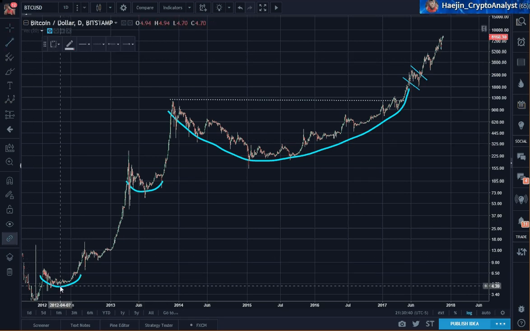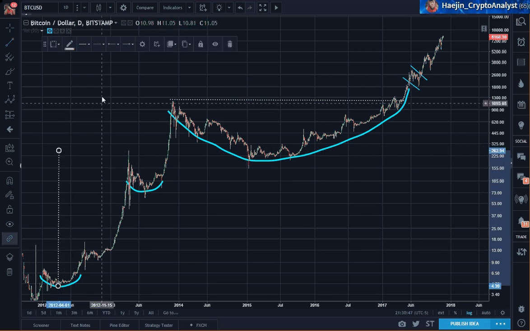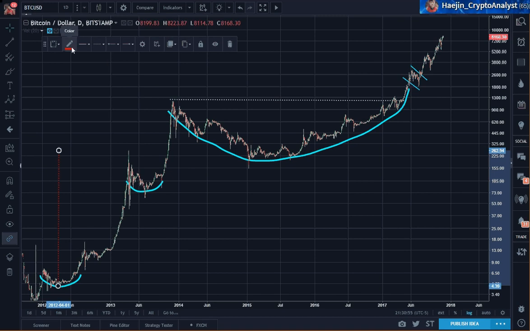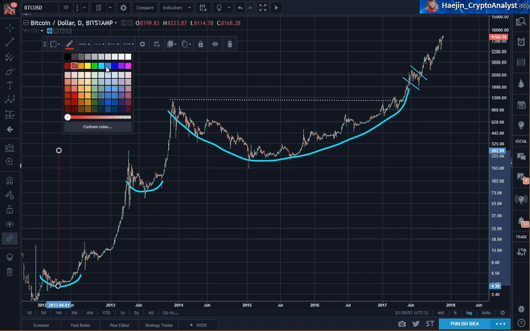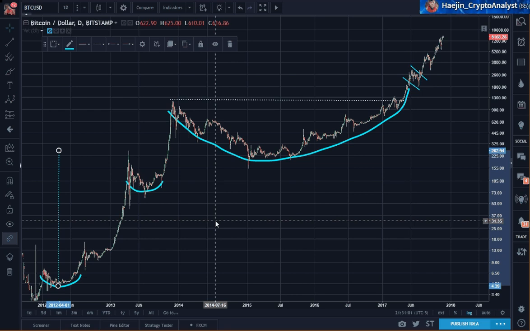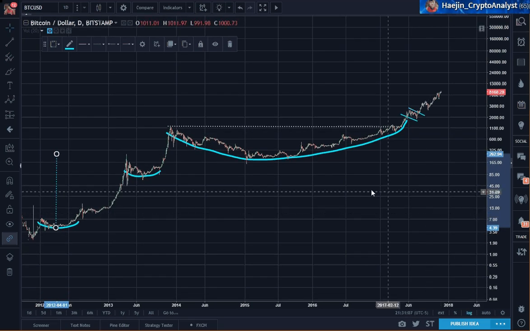Now I'm going to draw a line from the very bottom of this to where the vertical move stopped. Okay. Then I'm going to copy this. Now I'm going to shrink everything down.